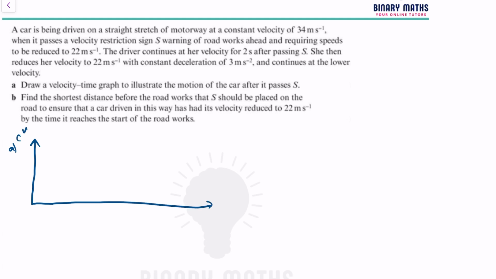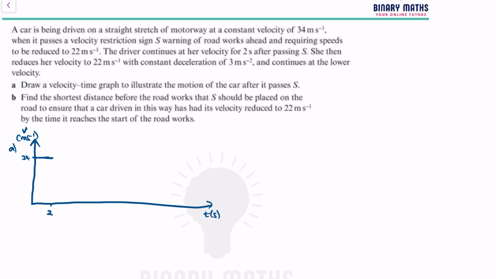So this is velocity in meters per second and time in seconds. So a car is driven at a constant velocity of 34. So if we label this 34, then it's traveling at 34 meters per second. The driver continues at her velocity for 2 seconds after passing S. So that 34 goes on for 2 seconds.